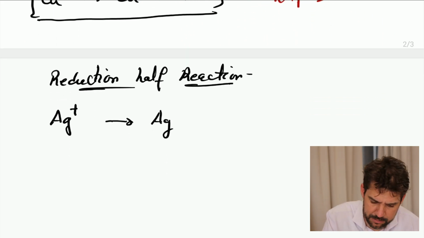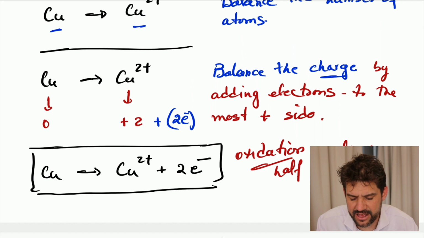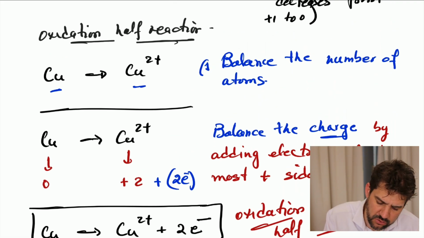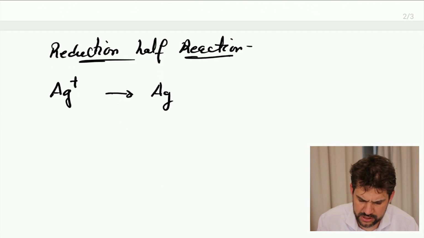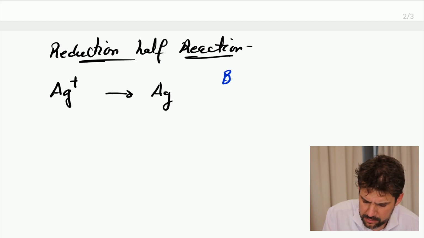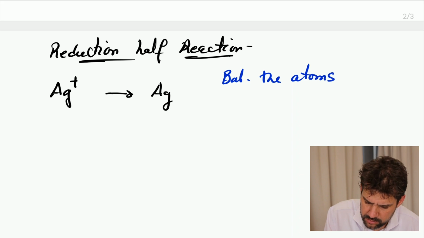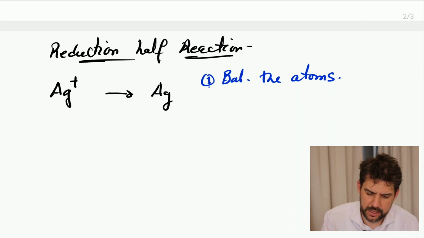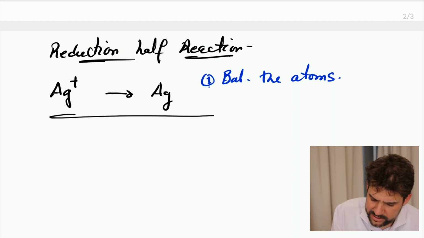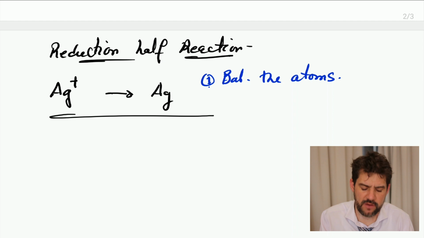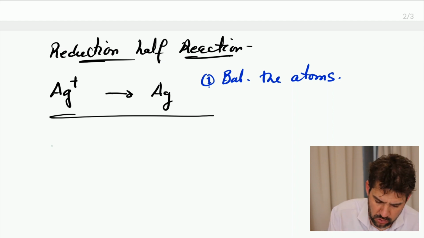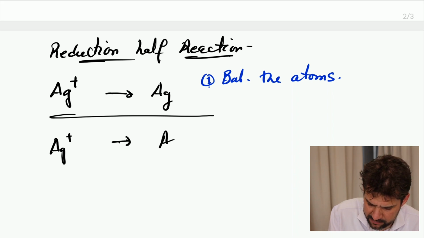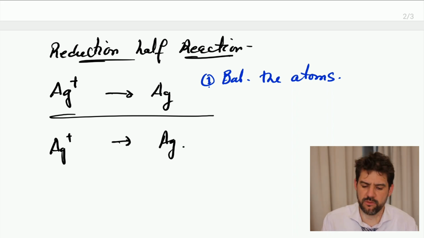What was the first step? Balance the atoms. That was number 1. I'm going to rewrite it just for control. If you are with me, you are fine. You know what I'm doing here. So we have 1 silver and we have 1 silver. The number of atoms is balanced. Note, it's not always going to be like that. Ag+ on one side, I have Ag on the other side. So the number of atoms is balanced.